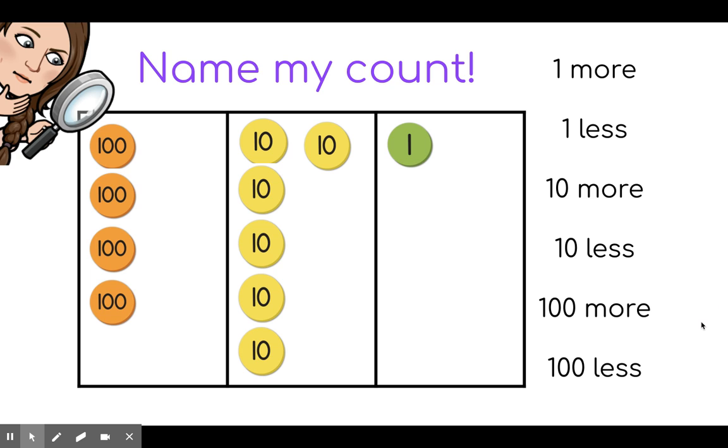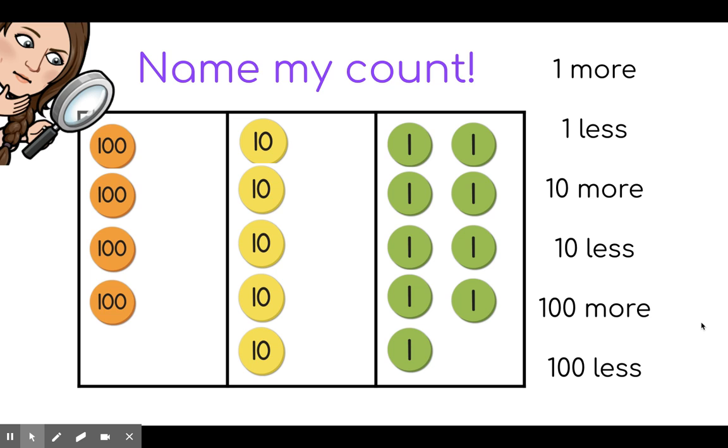462, 461, 460, 459, 458. Can you name my count? If you said one less, you're correct. Each time I was taking away one to get a number that was one less than the previous number.